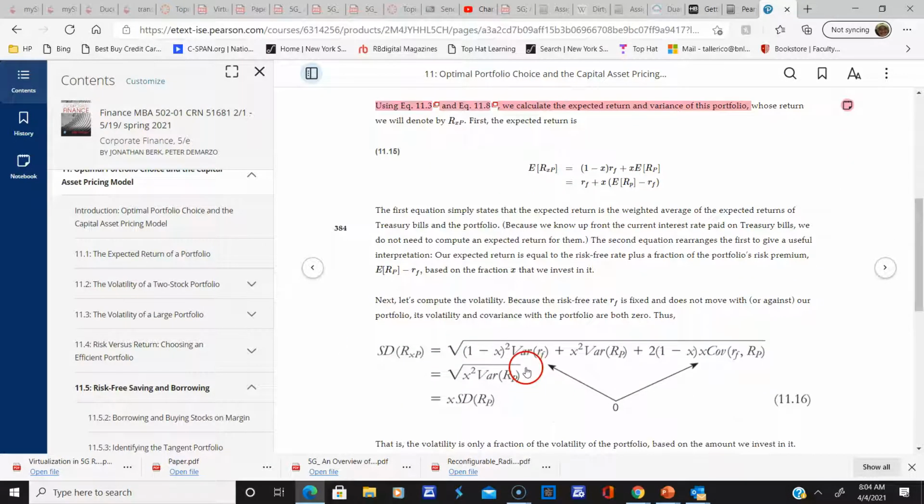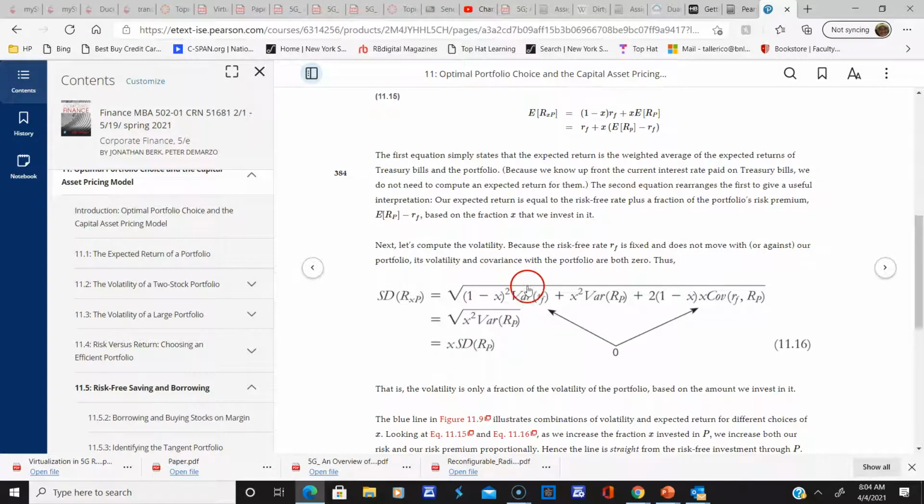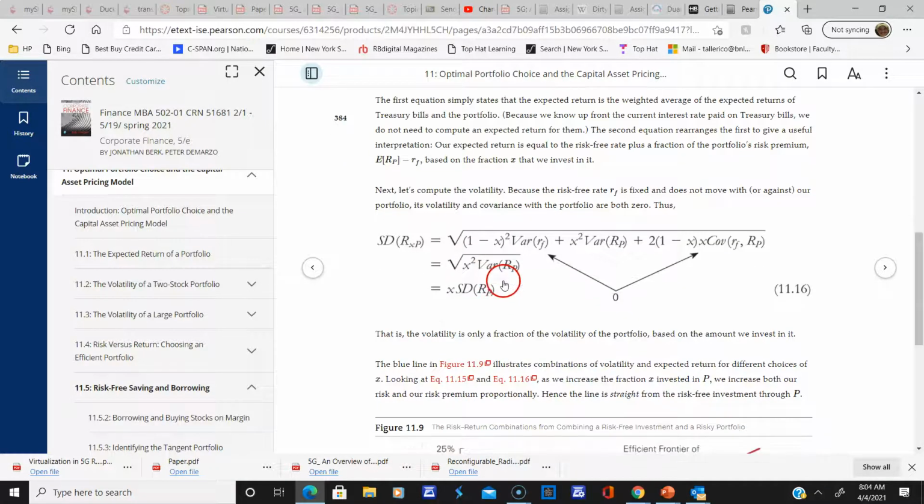All right. Now we've got to get the volatility. So here's the volatility, and again, this is the same equation, 11.8, except now we have the risk-free component here, okay, which is right here.